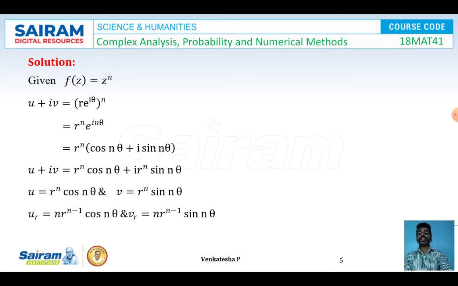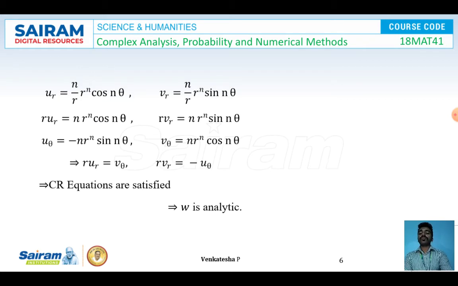Similarly, differentiating u and v with respect to theta, treating r constant. So ∂u/∂θ is equal to, keeping r^n as it is, cos nθ becomes minus n sin nθ, and ∂v/∂θ is equal to, keeping r^n as it is, sin nθ will become n cos nθ. So I got the expression u_θ is equal to minus n r^n sin nθ, and v_θ is equal to n r^n cos nθ.